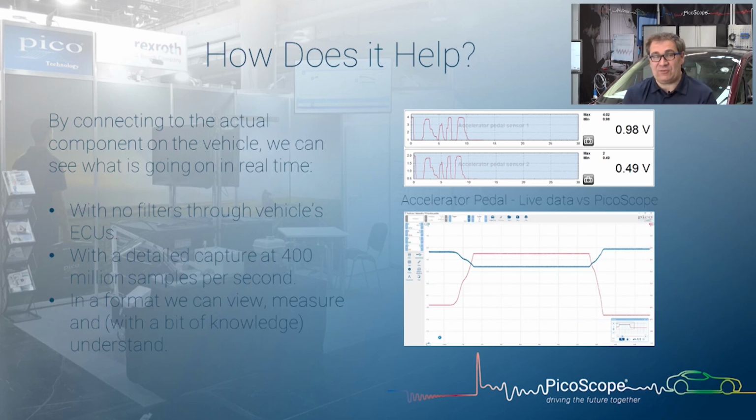And if we look at the same signal from the same vehicle at the same time, look how much more detail we can see with PicoScope. So we've got both tracks, but we see how they react against each other in real time. You see in the live data signal above, actually, you can't really see the detail, whereas with Pico, you can zoom in and see every single detail of what's going on.